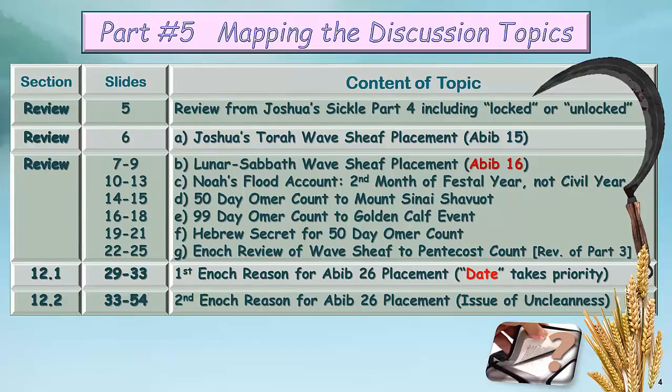And then we go to section 12.1. This will be slides 29 to 33. The first Enoch reason for Abib 26 placement: date takes priority. Please note that word date. It is a different color for a very specific reason. And the next new section is 12.2, the second Enoch reason for Abib 26 placement, and we're looking at the issue of uncleanliness.